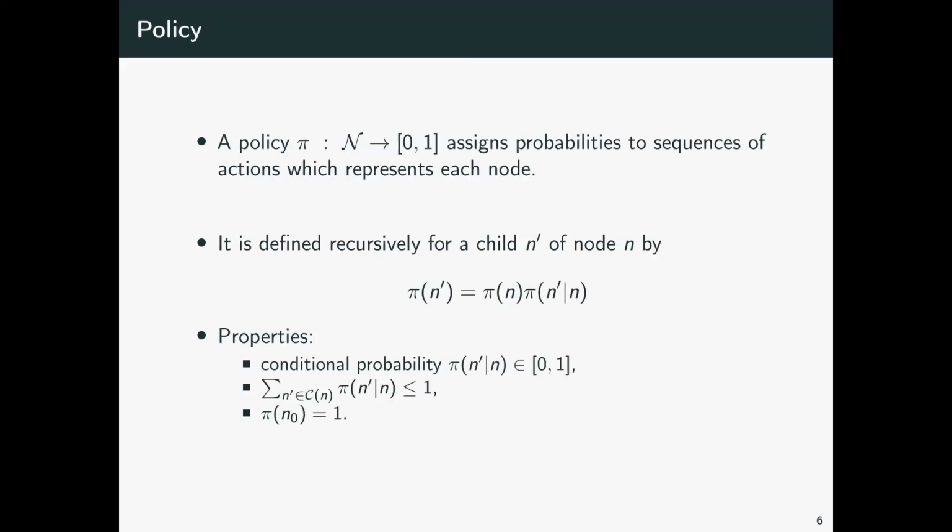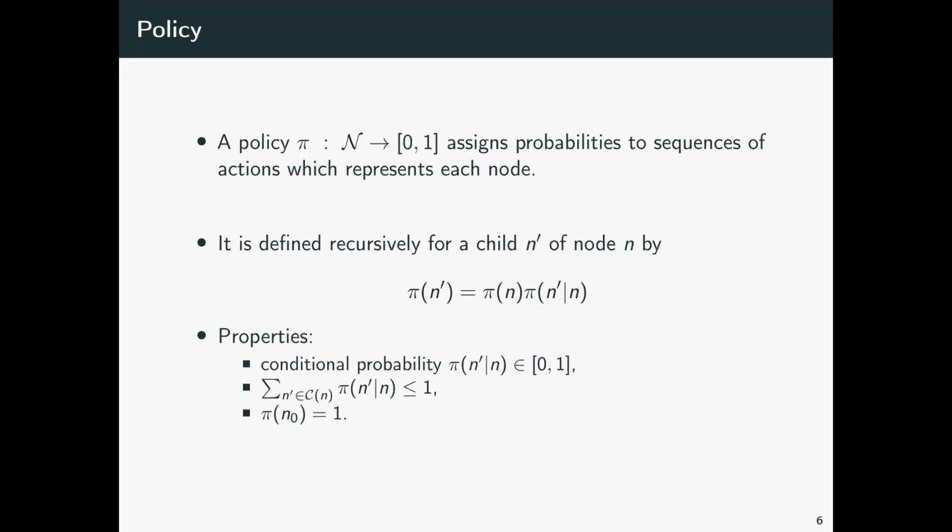The types of search algorithms that we're looking at are called policy tree search algorithms. As the name suggests, there's a policy involved somewhere. A policy is just a function that assigns probabilities to each of our nodes. We know that each node represents a sequence of actions, so really this policy is giving us a probability over sequences of actions. And the way that we define this is recursively.